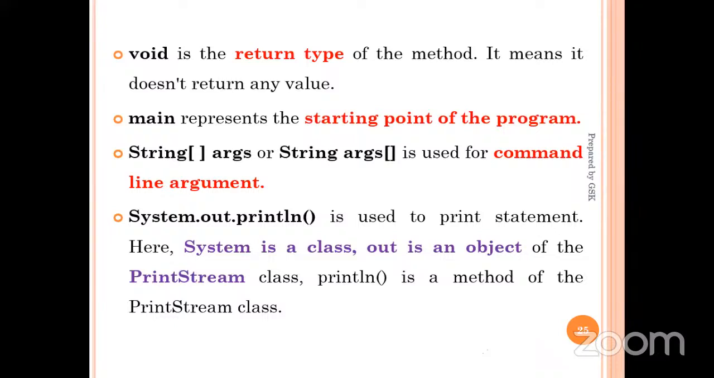Then what is the object of PrintStream? out. out is an object of the PrintStream class. Let me repeat again. System is a class. out is an object for the PrintStream class. With the help of this object, we can call the method println. Now this is completely an output statement in Java: System.out.println. You must know all these terminologies, why we are writing it.